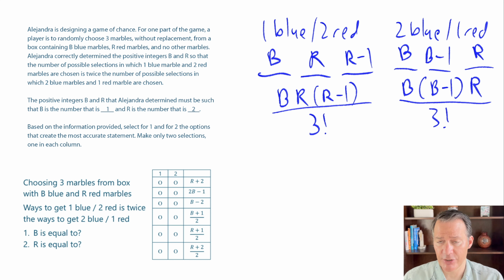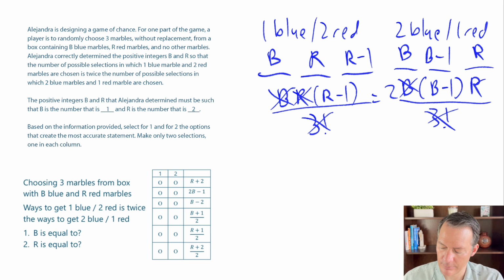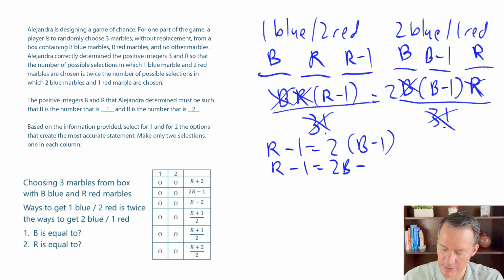And then now we have our 2 scenarios, right? So now we're in pretty good shape. We know that those are related by the fact that the first scenario is twice the second scenario, right? Twice the number of ways. And now we can have an equation that we can work through. So let's simplify it. Multiply both sides by 3 factorial. Divide both sides by B. Divide both sides by R. Now we have R minus 1 equals 2 times B minus 1. Which we can simplify a little further. R minus 1 equals 2B minus 2.